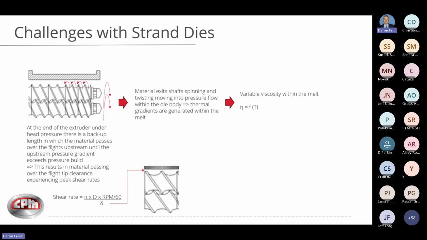So what happens is when that material leaves the machine, there is some temperature differential, thermal gradients within the melt. As that material leaves the machine and enters the die, it converts to pressure flow. And the existence of thermal gradients can cause some variable flow in terms of the viscosity.